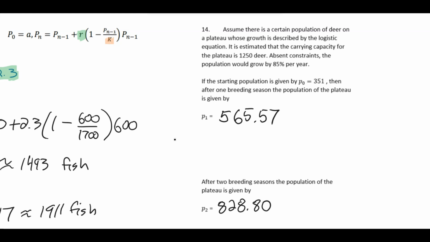Since this is number of deer, I would probably just say there's for sure 565 deer. And here there's 828 deer. I wouldn't necessarily round up because that's not quite a deer yet. It's probably like a pregnant deer running around. So for sure there's 565 deer and 828 deer.